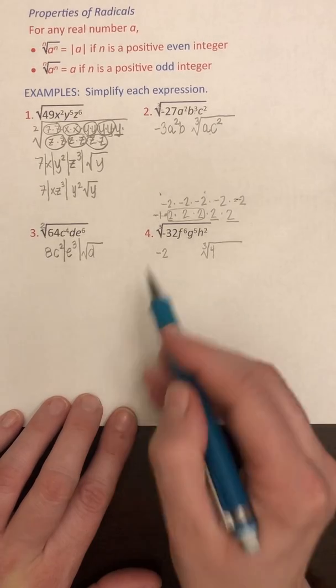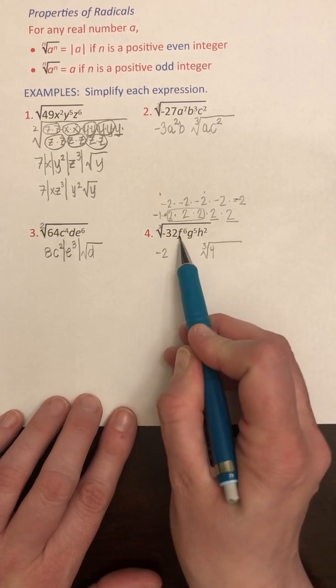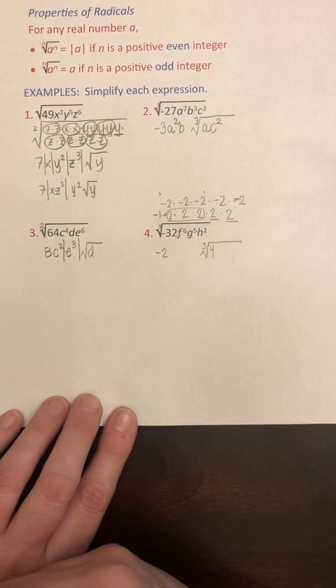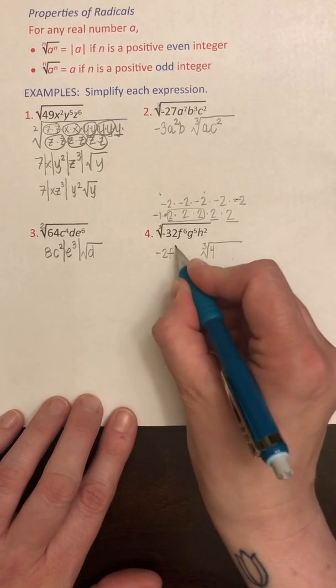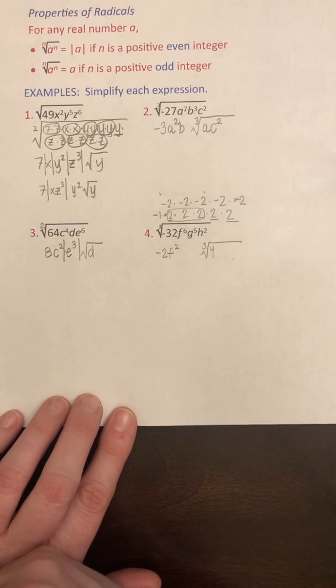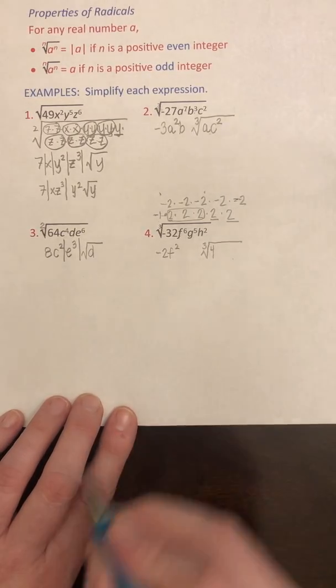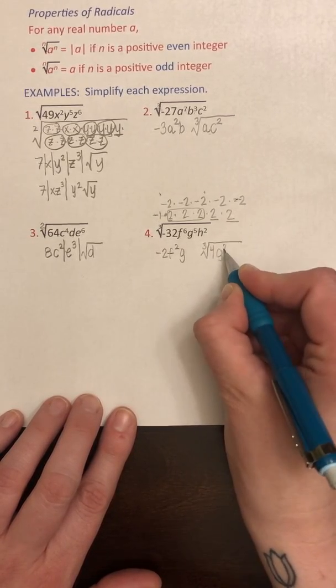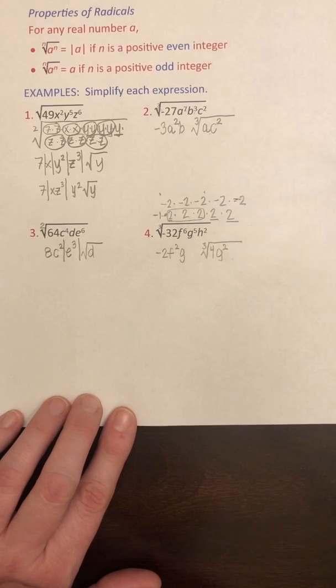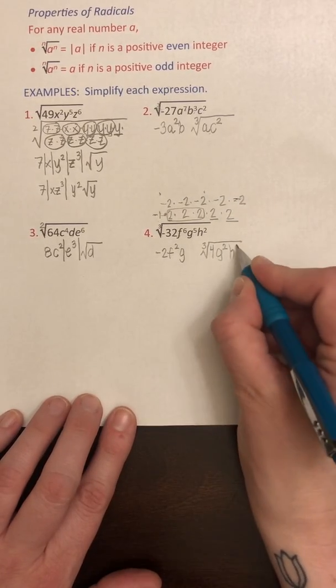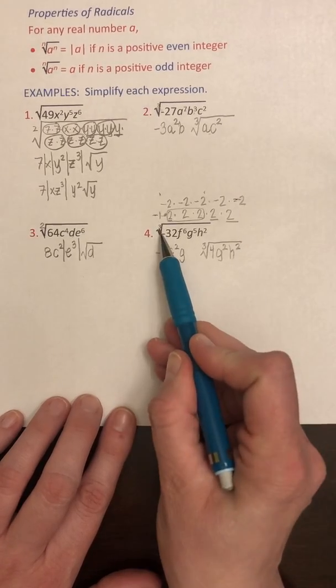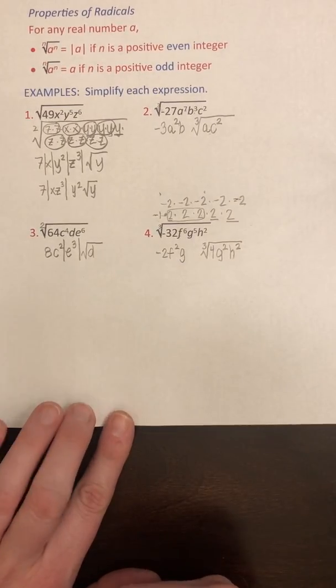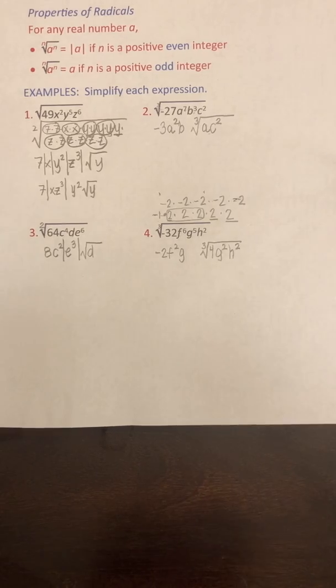All right, let's look at our variables. The index is 3. I have 6 f's. How many do you think are going to come out? 2 get to come out. How many are going to stay inside? None, because we took them all out. G's, we have 5 of them. I can take 1 out, but that's going to leave me with 2 left over. H's, I have 2. I do not have enough to make a group, so they are going to stay underneath. And again, because my index is odd, I don't need to worry about the absolute value bars at all.